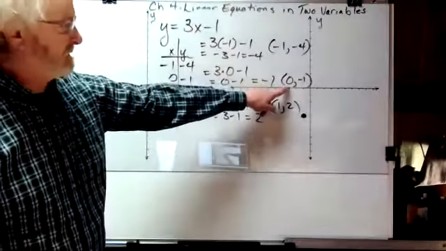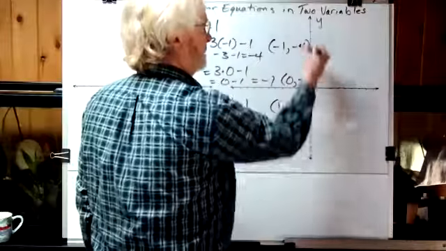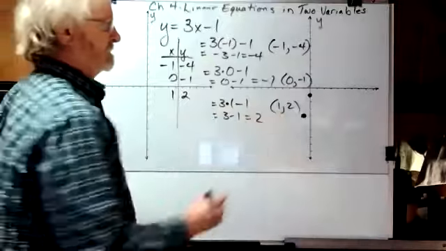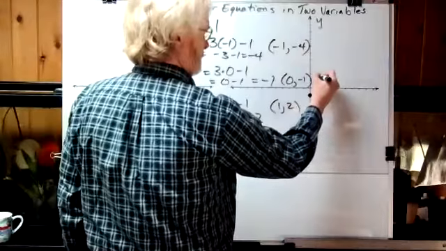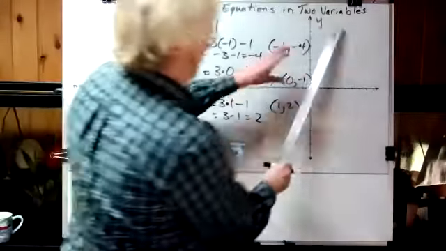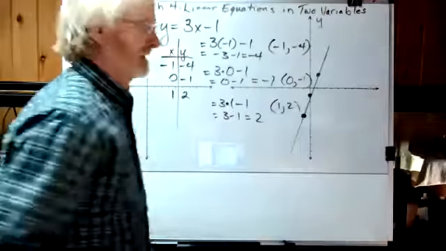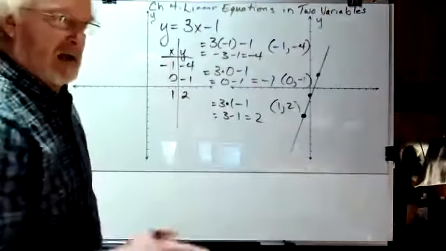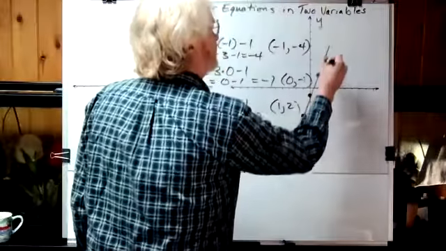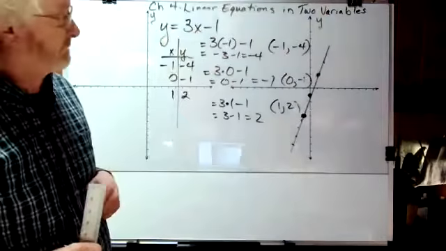What's this next one? X 0, y -1. How about this one? If x is a 1, y is a 2. And if I do that neatly, so my graph paper is nice, those all line up exactly. They're on the same line. What that line is telling us is any point, any combination of the x and the y that are on that line would be a solution.